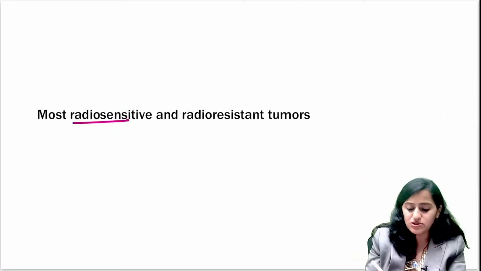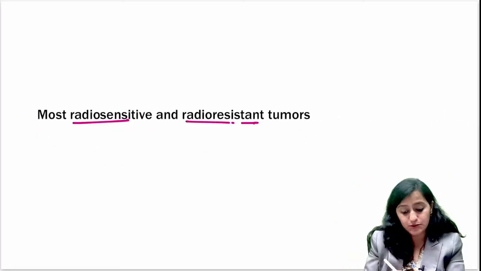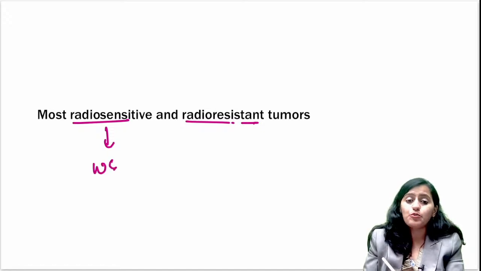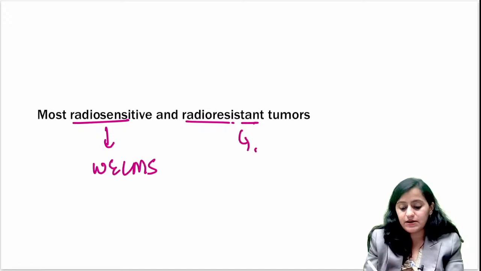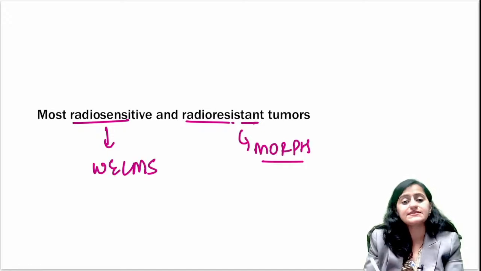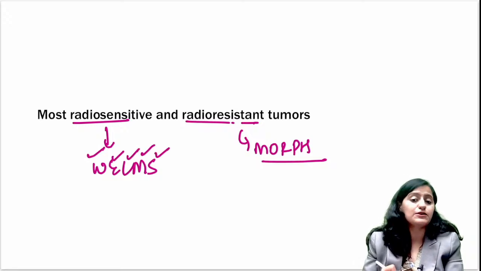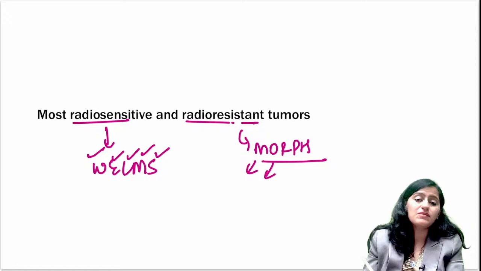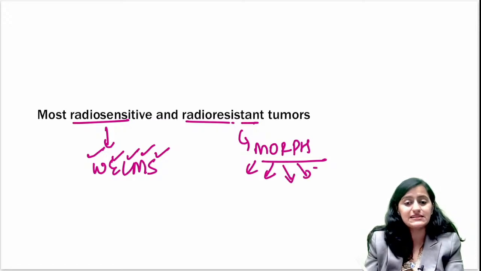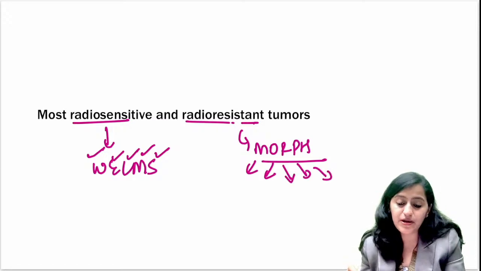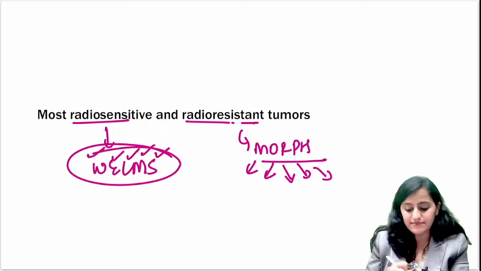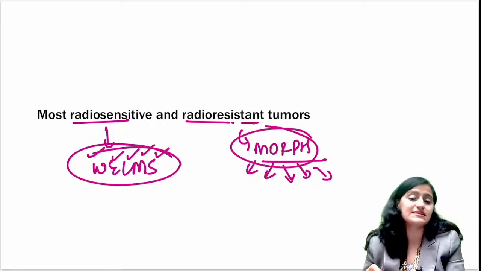Which tumors are most radiosensitive and most radioresistant? What is the mnemonic that we have seen? Wilms is sensitive, MORPH is resistant. You have Wilms, Ewing's, lymphoma, multiple myeloma, seminoma; and melanoma, osteosarcoma, renal, pancreas and hepatic, HCC. So remember, Wilms is sensitive and MORPH is resistant.